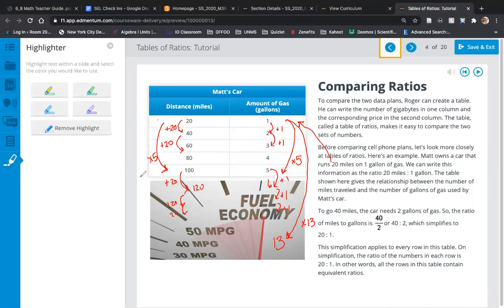So 20 miles multiplied by 13 is going to give me how many miles I will get out of those 13 gallons. Right? Does that make a little bit more sense? Okay, good.